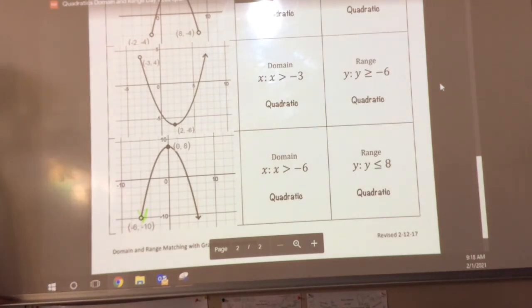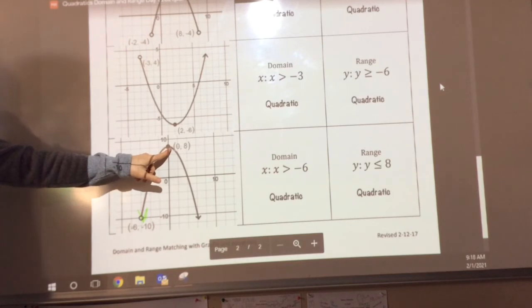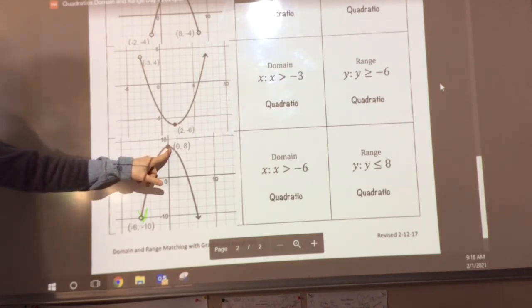Alright, anybody got an answer? Hey, what do you think the domain is? All real numbers. Anybody think otherwise for the domain? Evan, what do you think? Wait, I thought you said domain is all real numbers. What about range? Anything less than or equal to 8. Anything less than or equal to 8. Does that make sense?